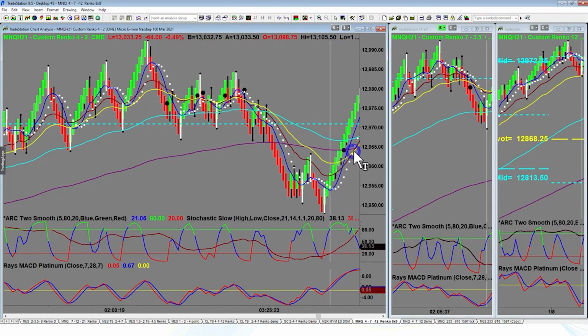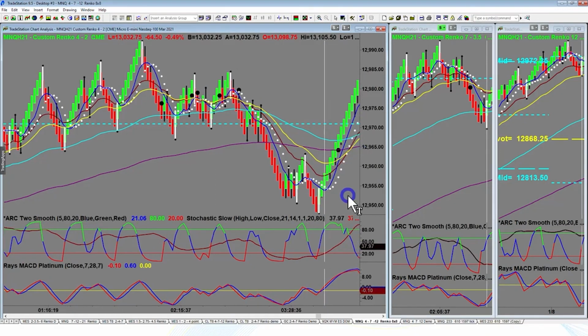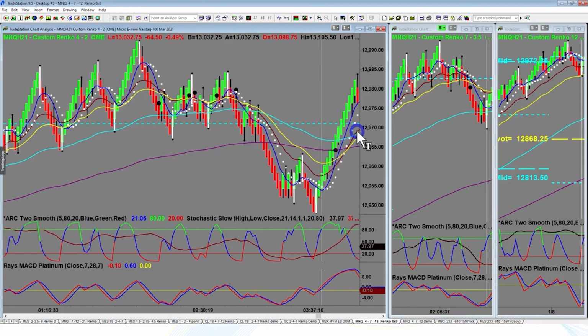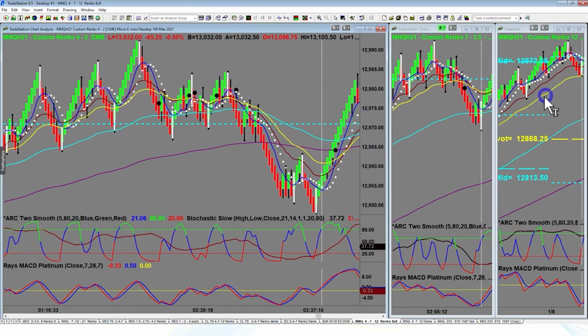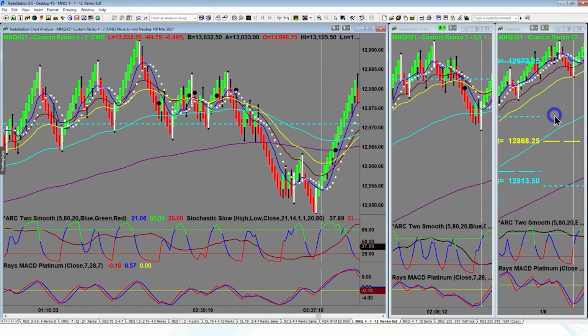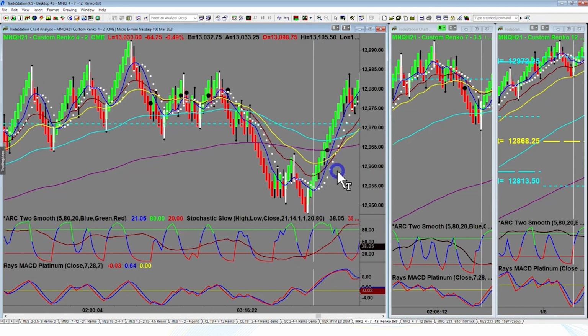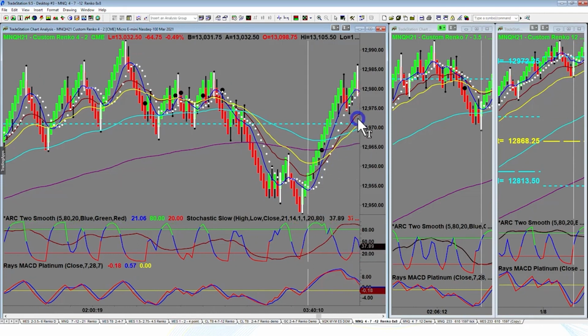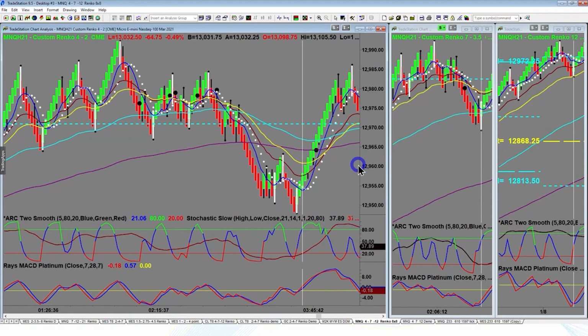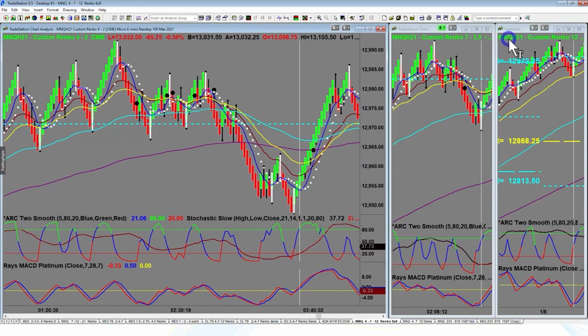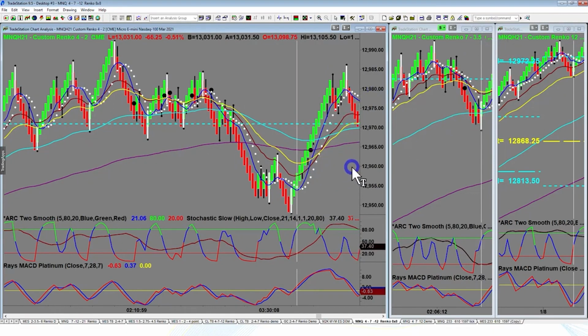Now look at this here. Notice how the 21's now flipped above the 34. See that there? What I'm now looking for, and look at the bias of the trend here, traders. The bias is still in an uptrend. I'm looking for a retracement back to my moving averages, and then a trend continuation trade. Remember, we are trading in the direction of our higher time frames.